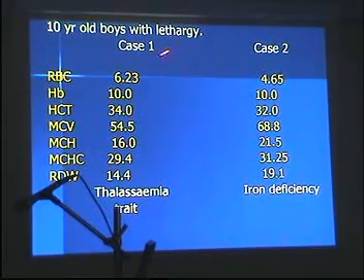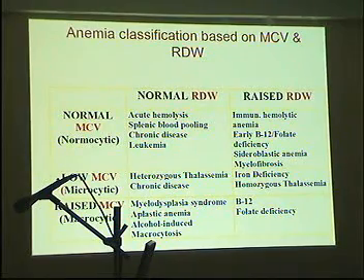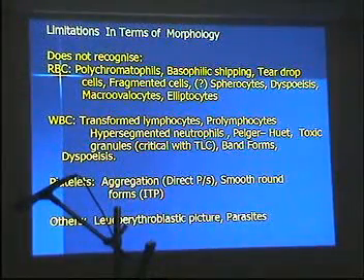Now, if you compare two cases of 10 grams HB, both have 10 grams HB, here 4.6 RBC, here 6.2 RBC. RDW almost normal, RDW high. This is a case of iron deficiency, this is a case of thalassemia trait. So, when you are correlating your microcytosis, please look at the parameters and the values given by your counter. We all know this graph very well, MCV, normal RDW, I don't have to go through it, I think everybody knows about it.